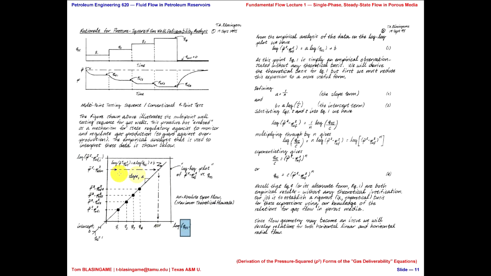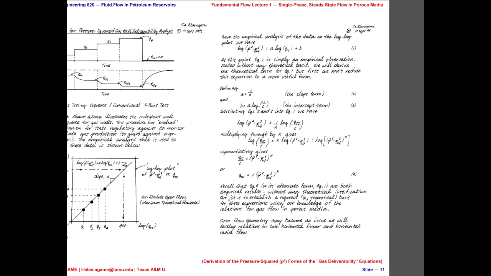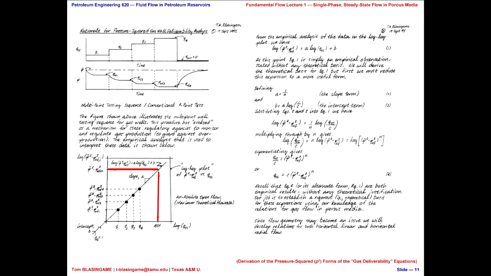And the reason that we do it this way is that if we say that PWF is equal to 0 or atmospheric, then we can simply draw a line across here, carry it over, and then carry it down and read off the so-called absolute open flow. What is the absolute open flow, class? There's no magic here. This is just a graph of data. The absolute open flow would be the theoretical maximum flow rate.